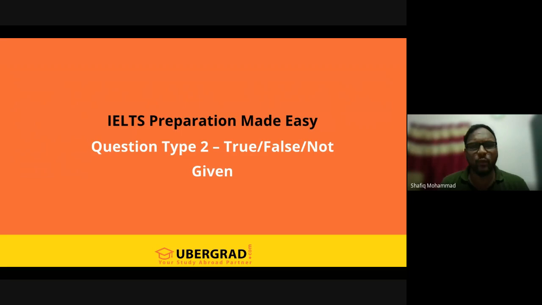True is a statement where whatever the author has told in the passage, the question is also telling the same thing, but the paraphrasing is different, while the meaning is the same. So, whatever the author has told, if the question also says the same thing, it is called true, or you need to keep that option as true. But what is false? False is exactly opposite to what the author has said in the passage.